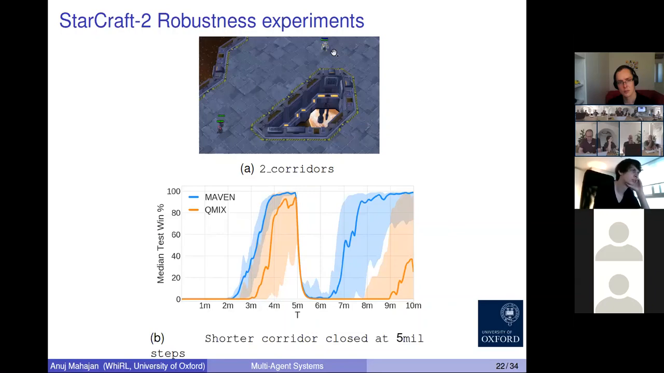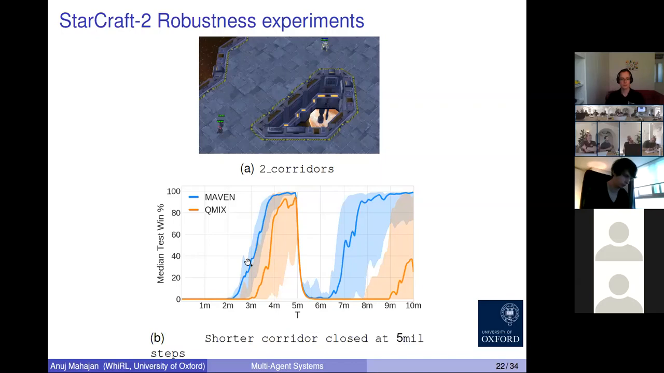As you train the agents, midway through the training, we close the short corridor. There are two corridors to reach the enemy, and when you close the short corridor, the algorithm has to adapt and use the longer corridor. The way we have set up this game, you get a greater reward when you use the short corridor. So typically, algorithms find this short corridor policy, and then as soon as we close the corridor, they are confused and can never find the longer corridor, because they are stuck with the hypothesis that this is the only way to go.